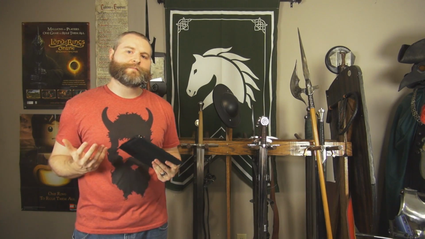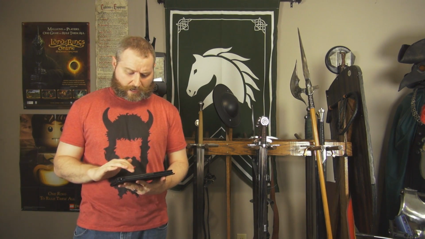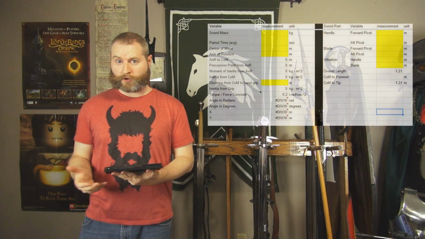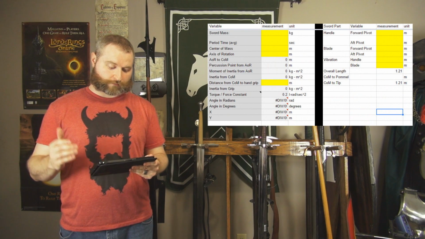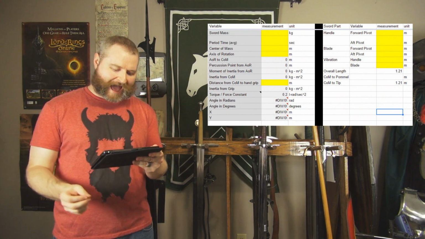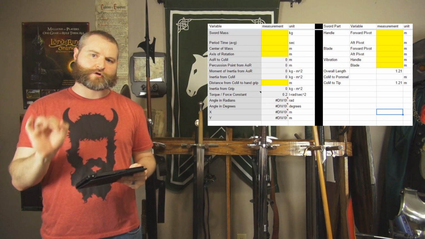So there's really three parts to building out these agility graphs. The first one is just simply taking the measurements. The measurements you need to take in the spreadsheet that I provide in the description are all highlighted yellow. They are the sword mass, the period time average, the center of mass, the axis of rotation, and the distance from the center of mass to where your hand would be gripping.